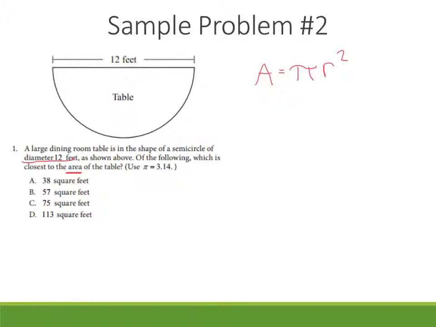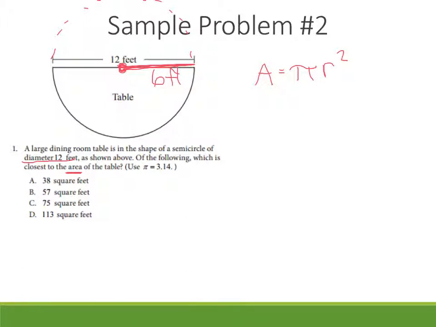Okay, and they give us the diameter of 12 feet. Let's extend the circle here. The diameter is 12 feet, but we want the radius for our equation over here. So what are we going to have to do? We're going to have to cut this diameter in half. So our radius is going to be 6 feet.